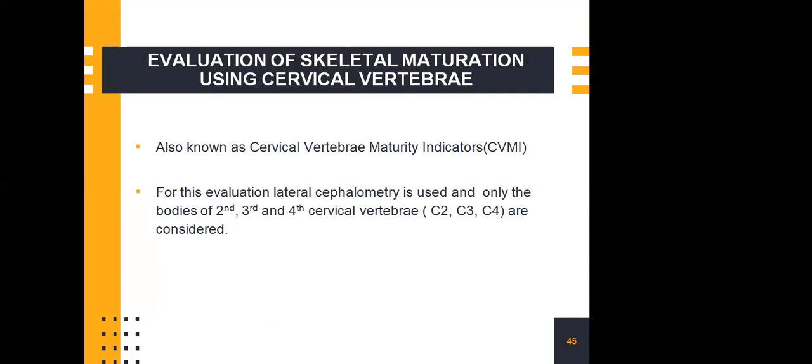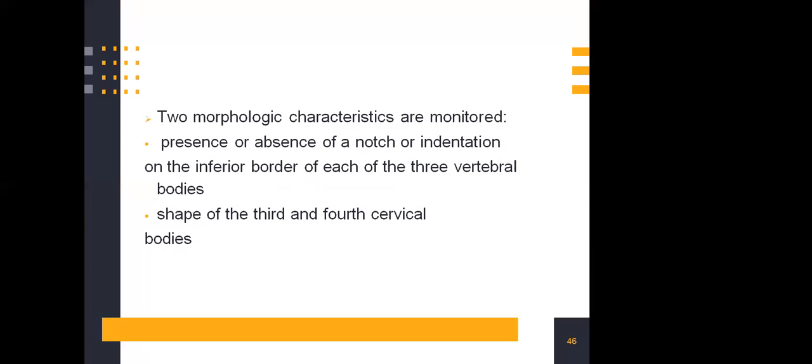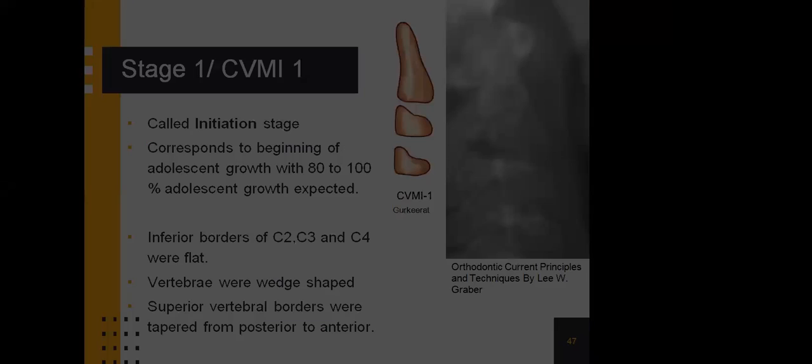Now let's move on to the evaluation of the skeletal maturation using the cervical vertebra. This is also known as the cervical vertebra maturity indicators. For this evaluation, lateral cephalometry is used, and only the bodies of the second, third, and fourth cervical vertebra are considered. Two morphologic characteristics are monitored for this method. Those are the presence or absence of a notch or indentation on the inferior border of each of the three vertebral bodies, and the shape of the third and the fourth cervical bodies.